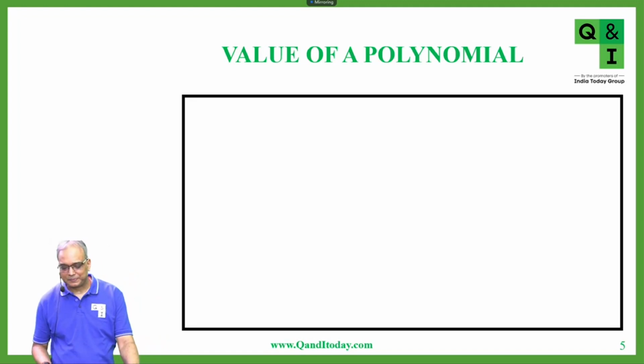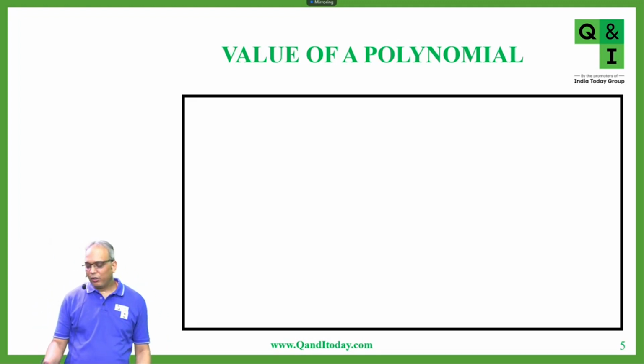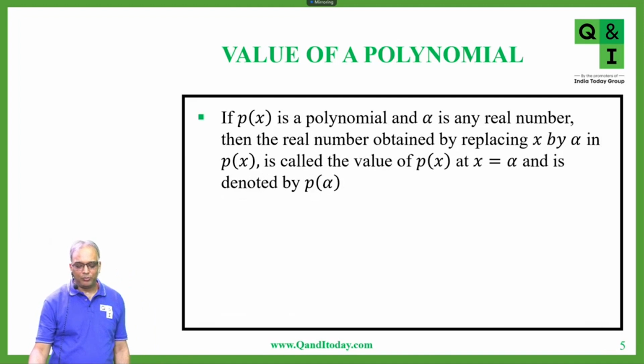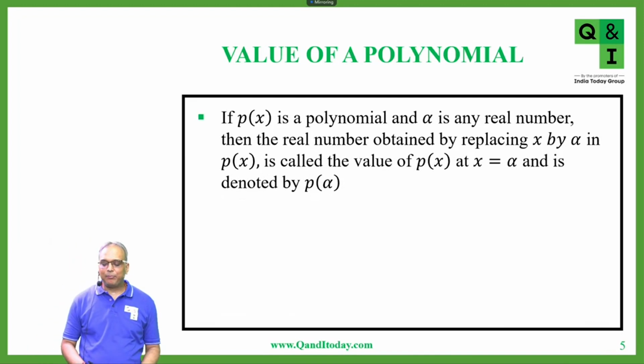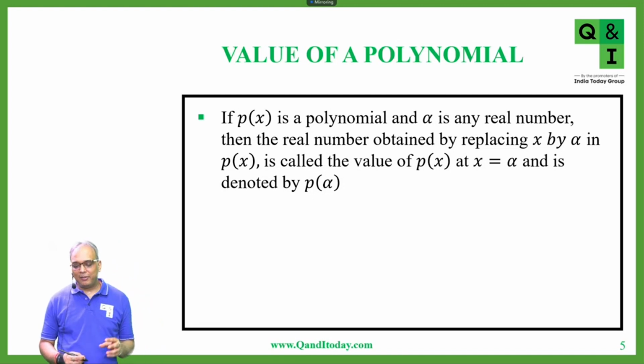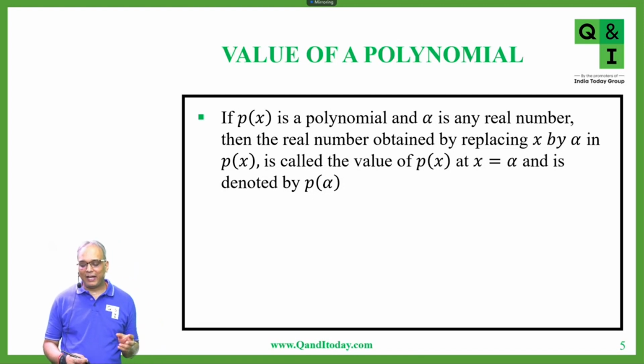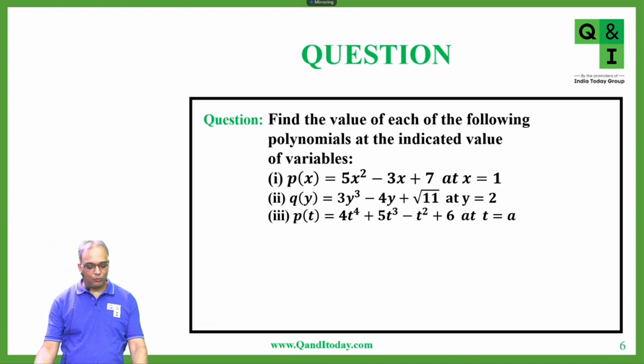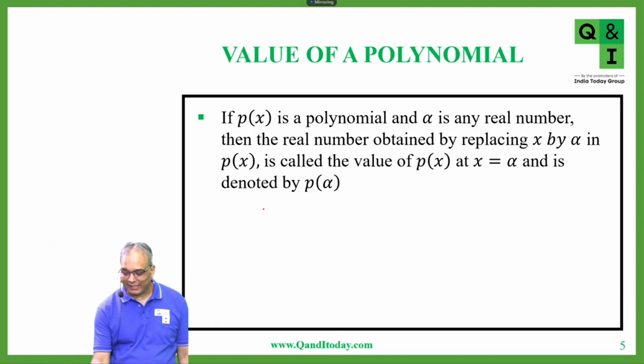Yeah. So value of a polynomial. What does the value of a polynomial mean? If P(x) is a polynomial and alpha is any number, then the real number obtained by replacing x by alpha in P(x) is called the value of P(x) at x is equal to alpha, and it is denoted by P(alpha). So let us understand what it means.